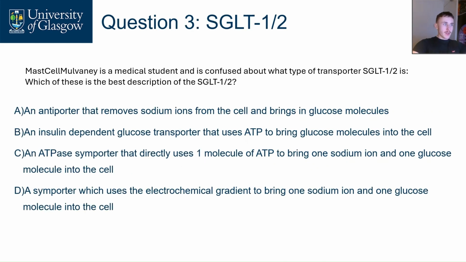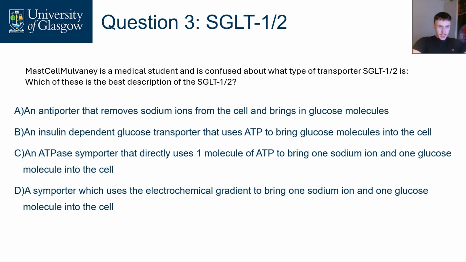Okay, guys, question 3. MastCellMulvaney is a medical student and is confused about what type of transporter SGLT1 or 2 is. Which of these is the best description? So A, antiporter removes sodium ions from the cell and brings in glucose molecules in exchange. B, insulin-dependent glucose transporter uses ATP to bring glucose molecules in. C, an ATPase symporter, uses 1 molecule of ATP to bring 1 sodium ion and 1 glucose molecule into the cell. Or D, a symporter which uses the electrochemical gradient to bring 1 sodium ion and 1 glucose molecule into the cell.